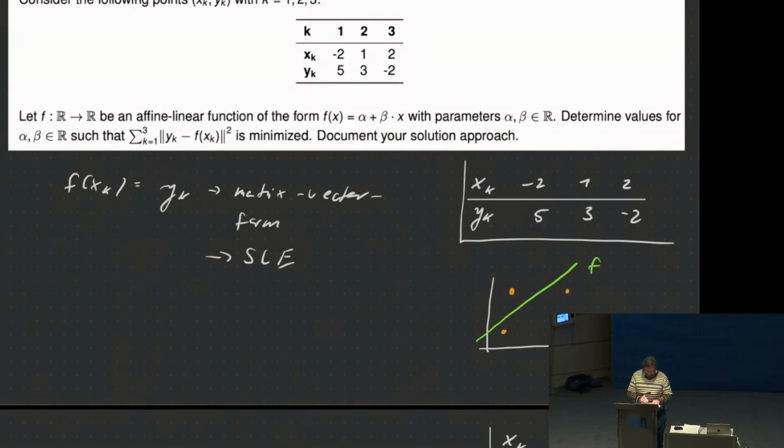To do that, what we want is to compute these f values here. So f of x1 is minus 2, is 5, f of 1 is 3, and f of 2 is minus 2 if we get an exact solution, which we won't, yeah? But that would be the ideal case.